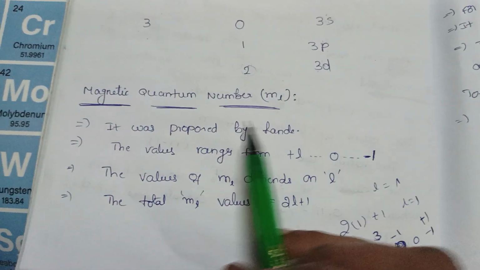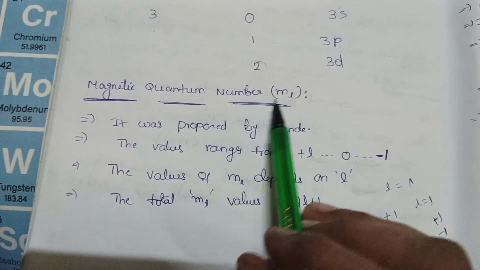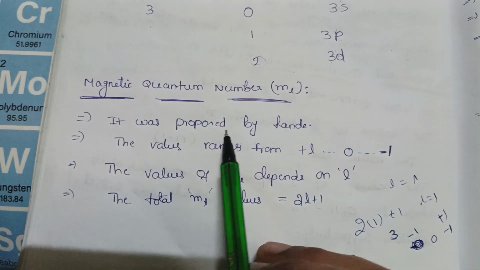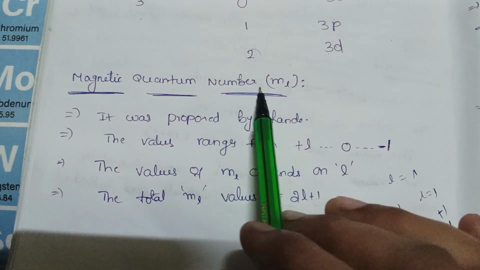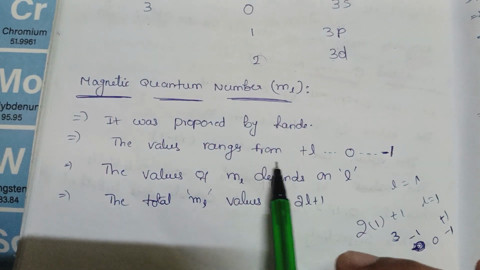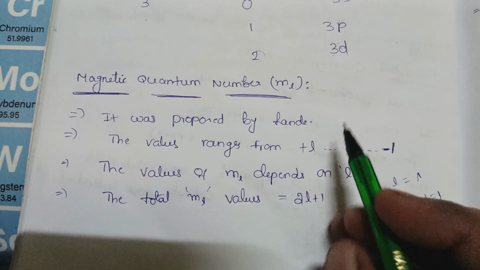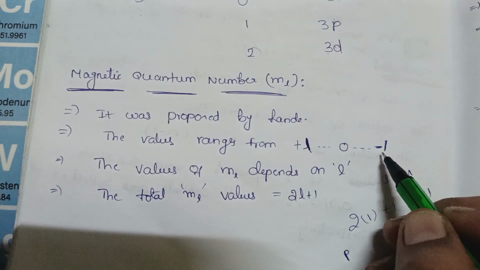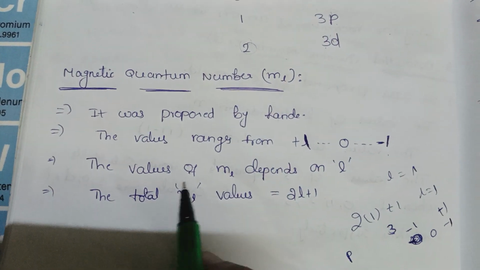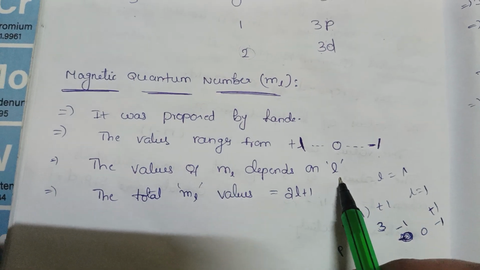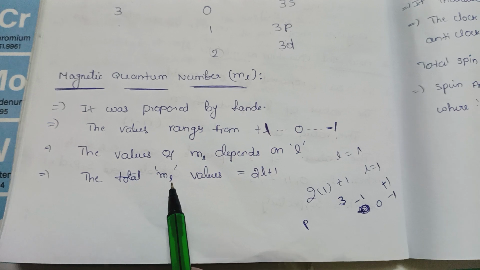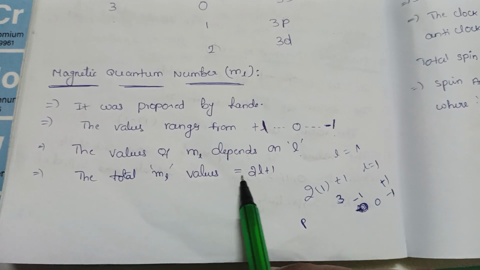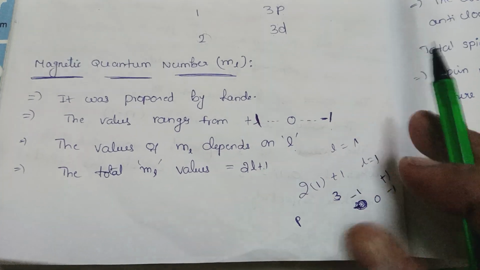Next one is the magnetic quantum number. It is denoted by m. It was proposed by Landé. The values of m range from +L to -L. The values of m depend on the azimuthal quantum number. Total m values equals 2L plus 1.